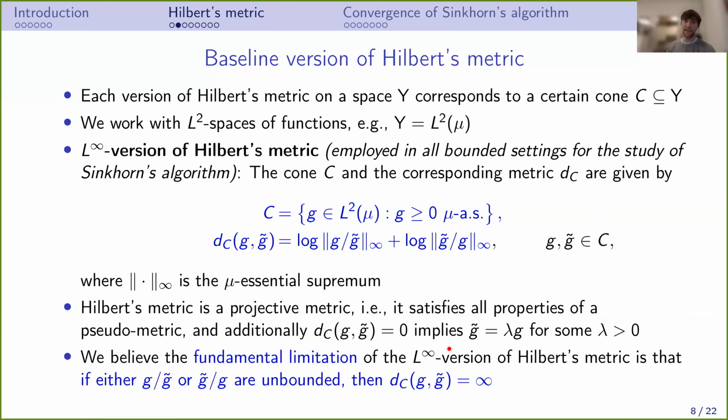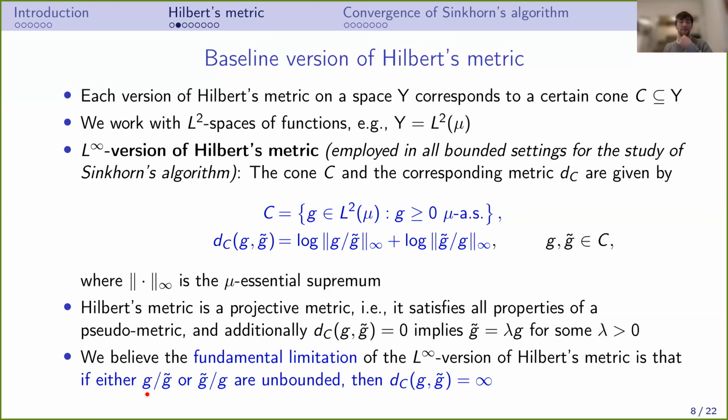And let's say what I believe the main limitation of this baseline version of Hilbert's metric is that as soon as either of these two fractions, g divided by g tilde or g tilde divided by g, are unbounded, then this metric is immediately meaningless because it just evaluates to infinity. So of course, this is easily seen to be true. Here, if you plug in some fraction which is unbounded, then of course one of the two terms would be infinite.